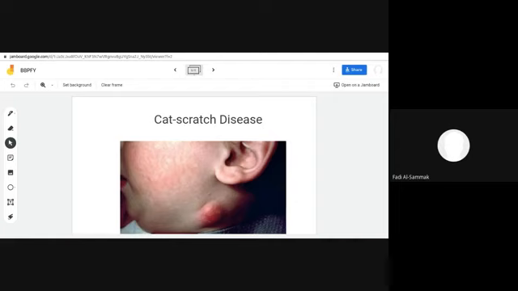So the verruga peruana appears as a vascular skin lesion. This is a skin manifestation, and it is eruptive. The lesions occur in successive crops and last about 1 year, with little systemic reaction.